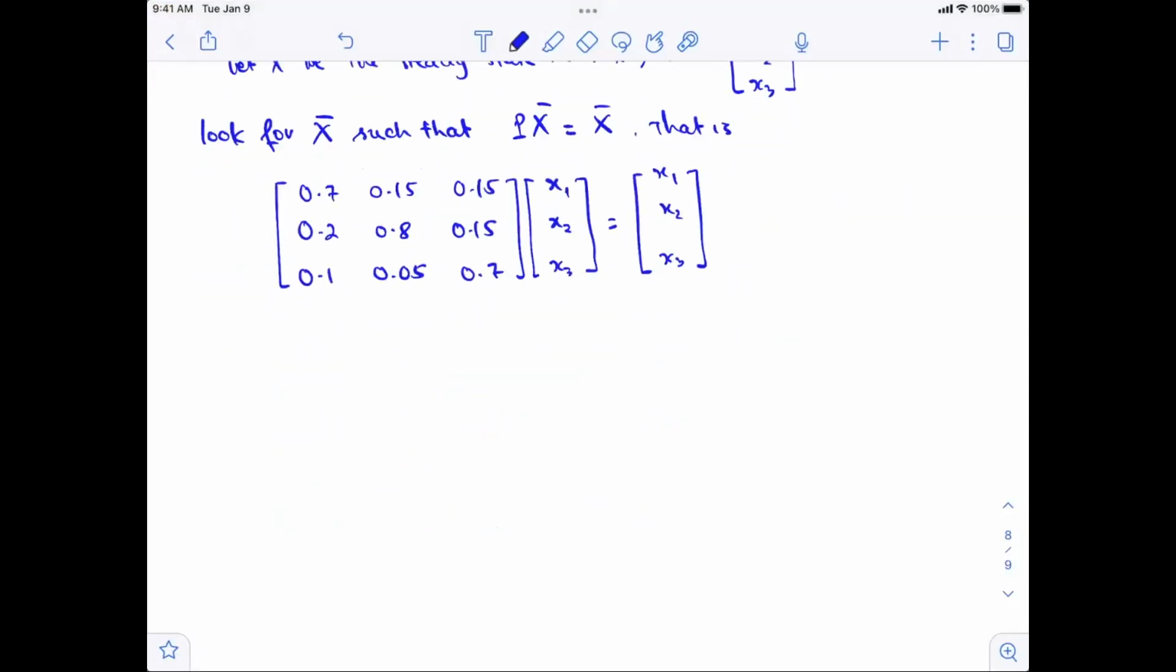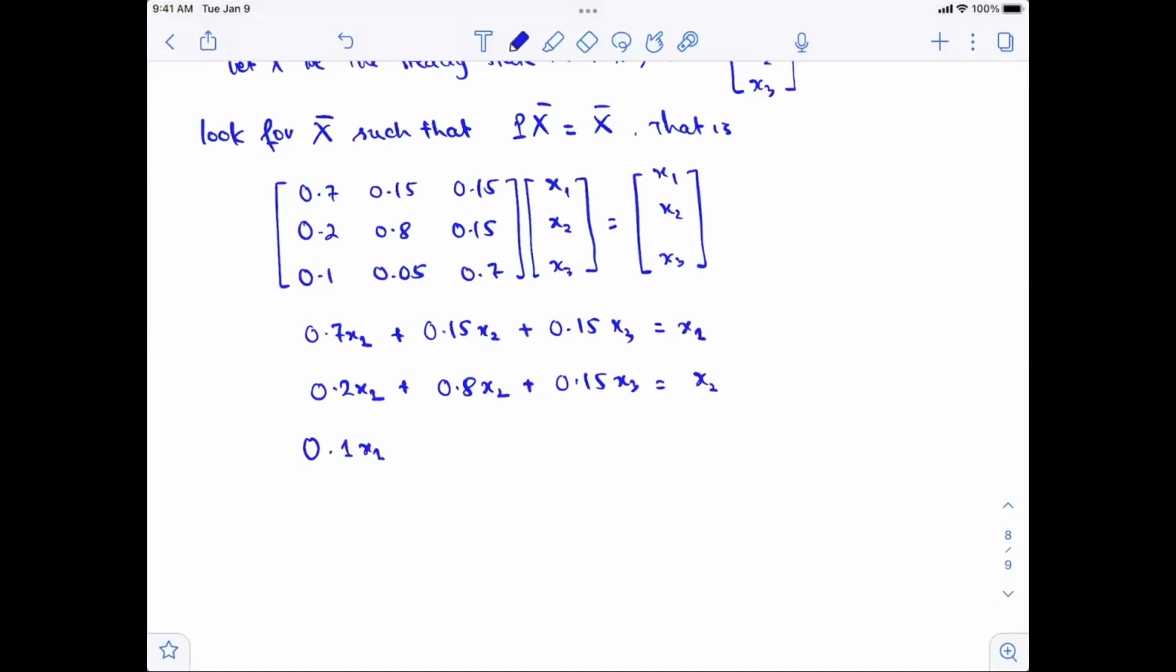All right, so now on the left-hand side, we're going to do matrix multiplication to obtain 0.7 times X1 plus 0.15 times X2 plus 0.15 times X3 equal to X1. That's the first equation. The second equation is 0.2 X1 plus 0.8 X2 plus 0.15 X3 equal to X2. And the third equation is 0.1 X1 plus 0.05 X2 plus 0.7 X3 equal to X3.